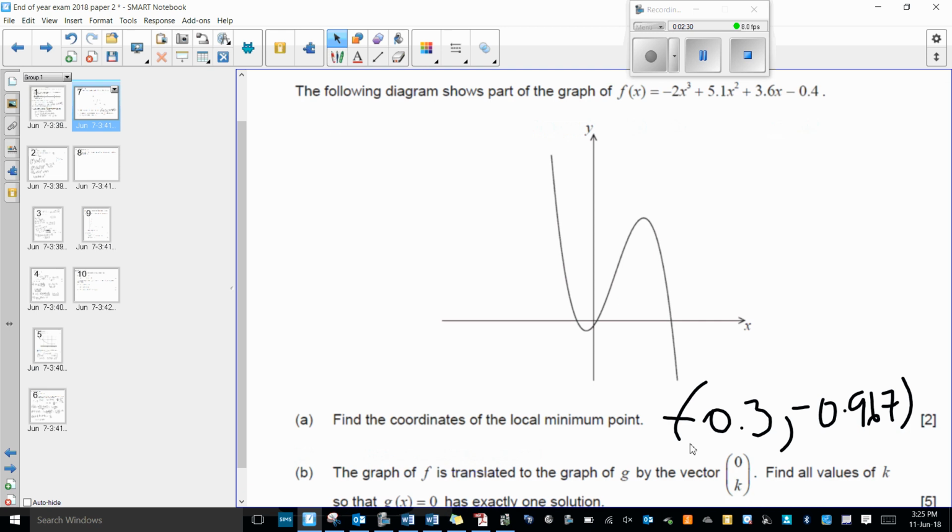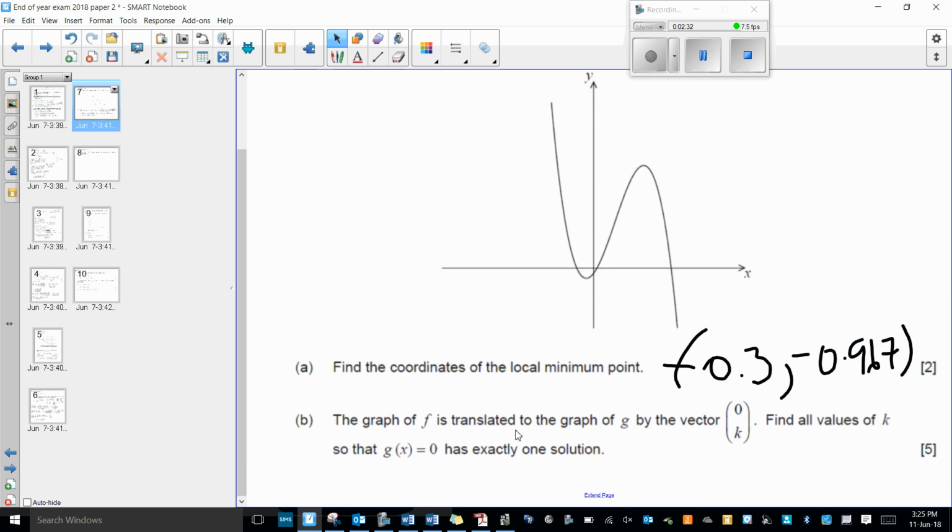So the graph of f is translated to the graph of g by the vector 0, k. So this tells us that it hasn't moved left or right, it's only moved up and down. Find all the values of k so that g(x) equals 0 has exactly one solution. So we have a look here and we need only one solution.